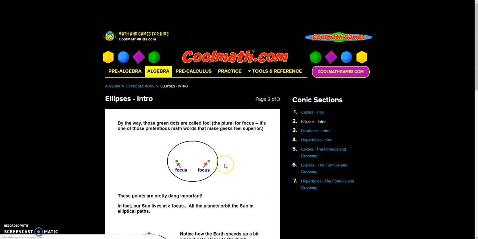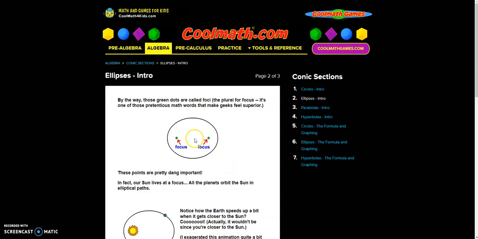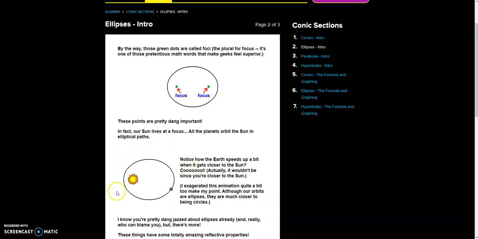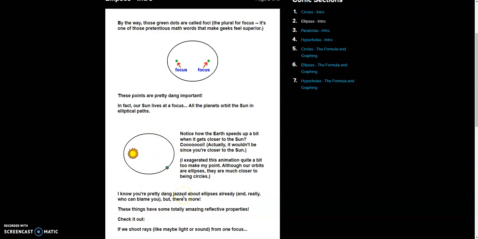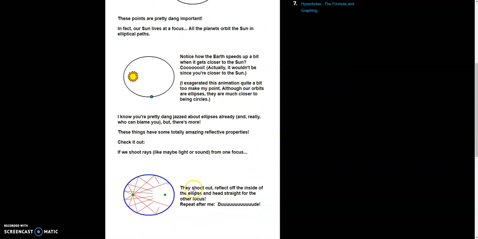But one thing that I think is really interesting is those focal points. There's definitely something else going on with that. Every orbit of all the planets is not a circle, they're all ellipses. Some are more circular than others, and some are more elliptical than others. But comets, like Halley's Comet, will have a very, very elliptical path around. But here's one of the interesting things.